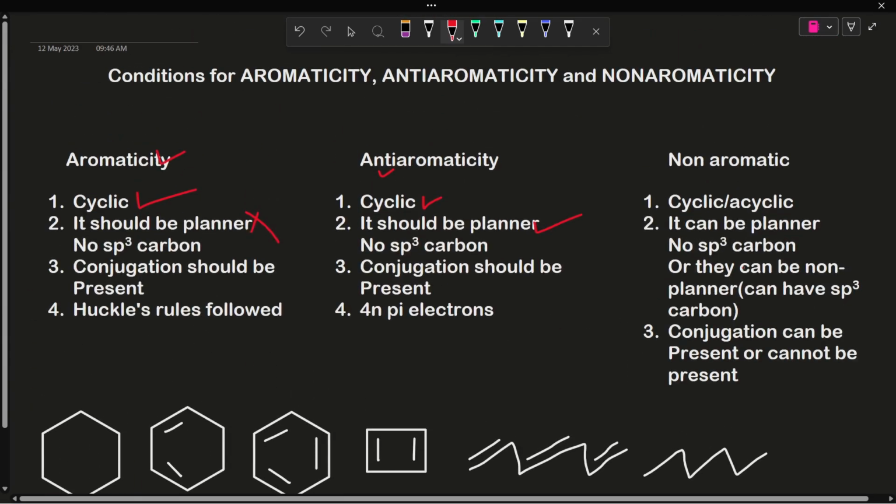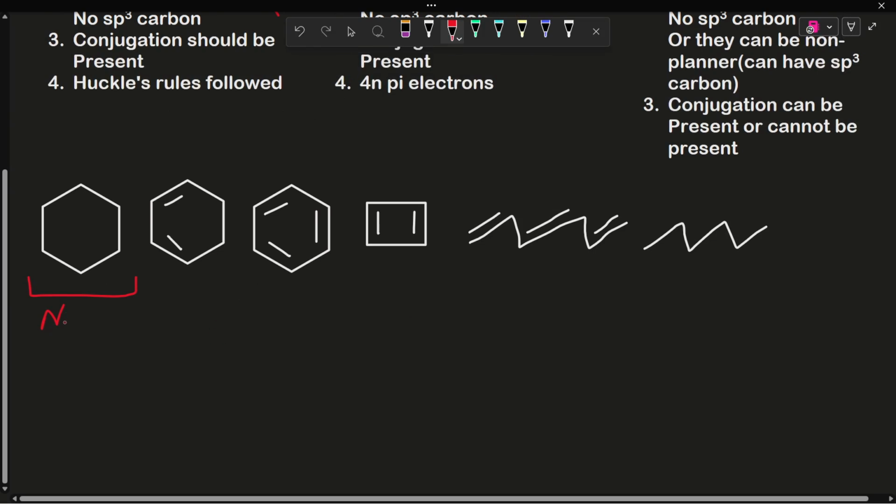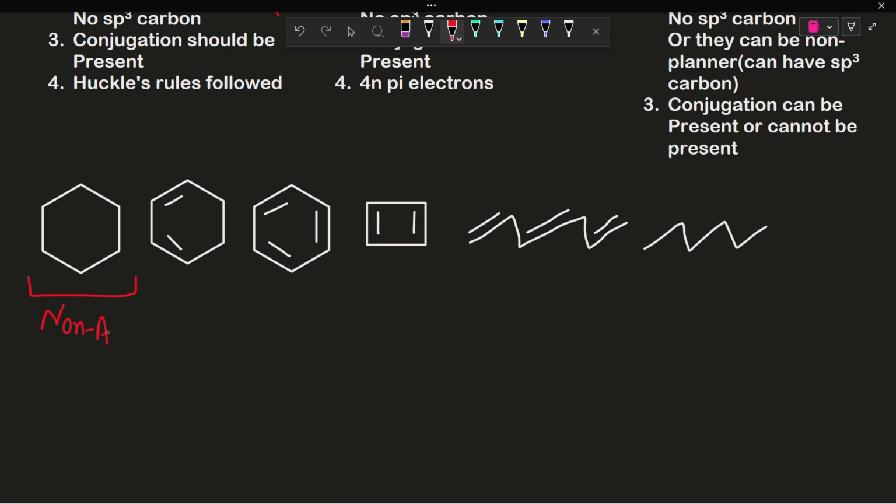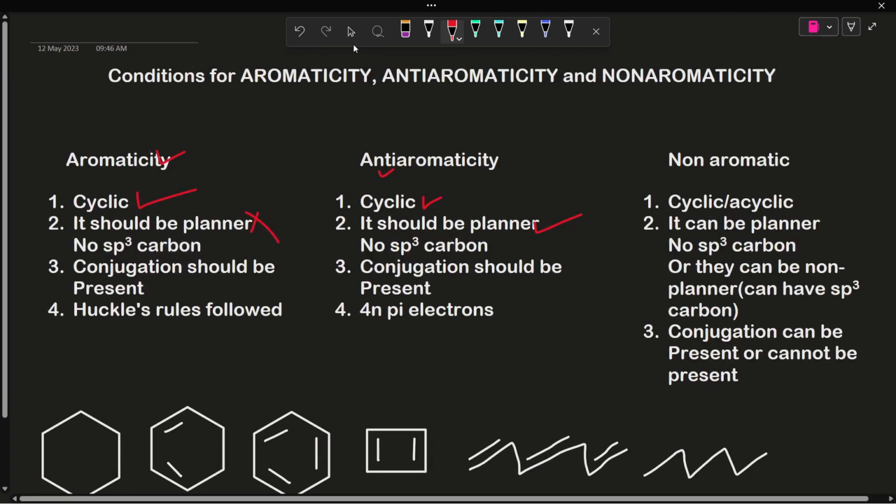Non-aromatic, because in non-aromatic it can have sp3 carbon or it cannot have sp3 carbon. All right, it has sp3 carbon, so it is non-aromatic. Fine. Hope you understand this one. So let's take another example. Let me erase these first. Let's take one more example.